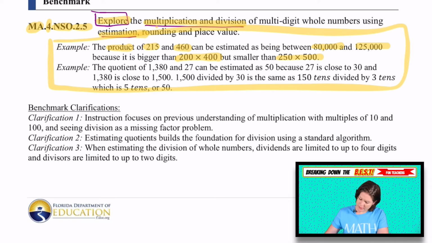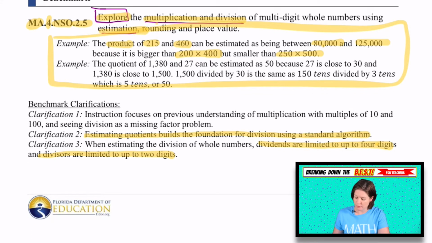Something here that I was seeing is it says estimating quotient builds the foundation for division using a standard algorithm. And just to keep in mind, the limits for dividends are up to 4 digits and the divisors are limited to up to 2 digits. So just when you're creating problems or scouting through problems, making sure that it doesn't exceed those limitations there.